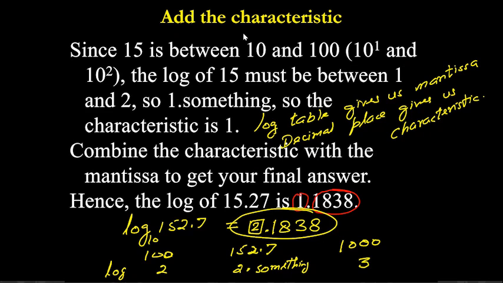Yes, Pratyush, that's what I am saying. The log table will give you just the mantissa part. The characteristic will change according to the decimal place. Okay, sir.